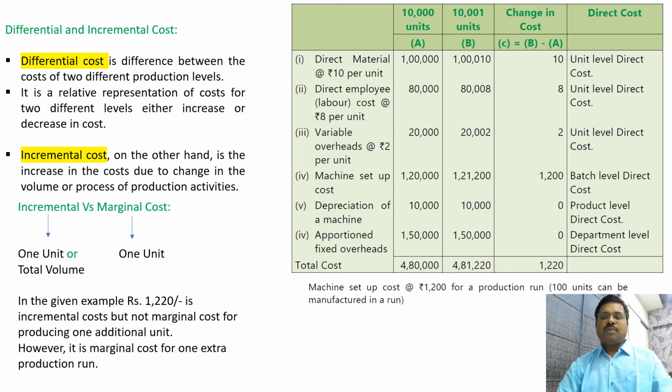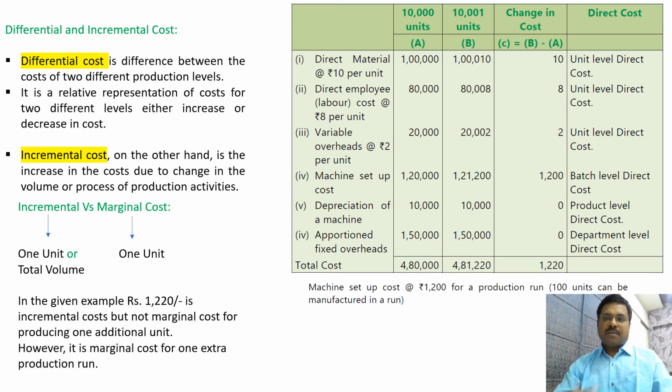So in the given example, 1220 rupees, though you may feel it is marginal cost, is not marginal cost. Only 20 rupees is marginal cost, and 1200 is incremental cost, because that particular cost is not changing by change in output. We can otherwise say that 1200 rupees is the marginal cost of a production run. We cannot say marginal cost of a unit. That difference, please note it.